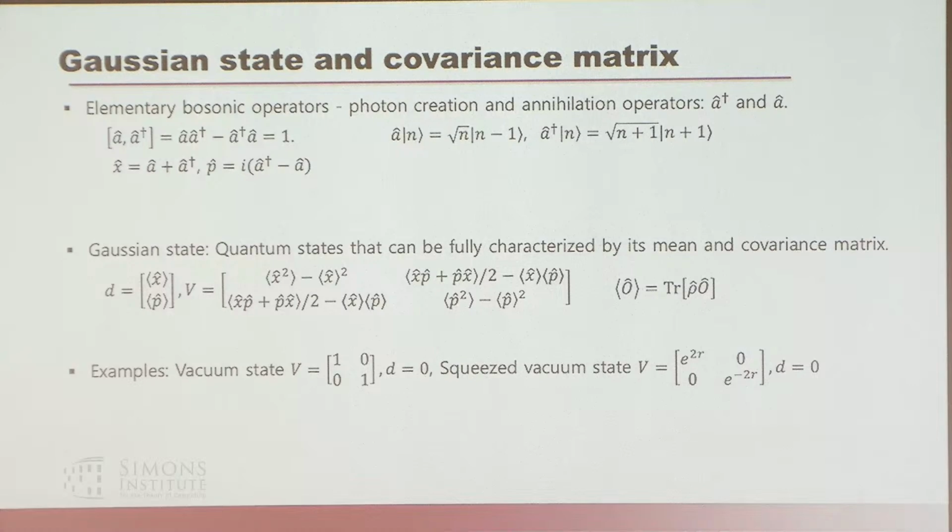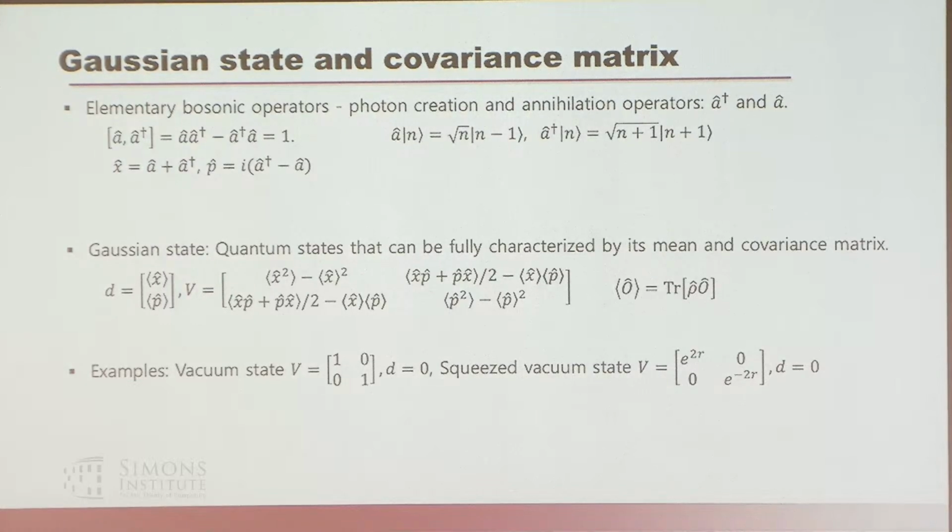Let me give you the two most important Gaussian state examples in this talk. The first example is the vacuum state. You can easily check that the covariance matrix of the vacuum state is equal to the identity matrix, and the first moment is equal to 0. The vacuum state is the 0 photon state, so it's going to be very important in this talk.